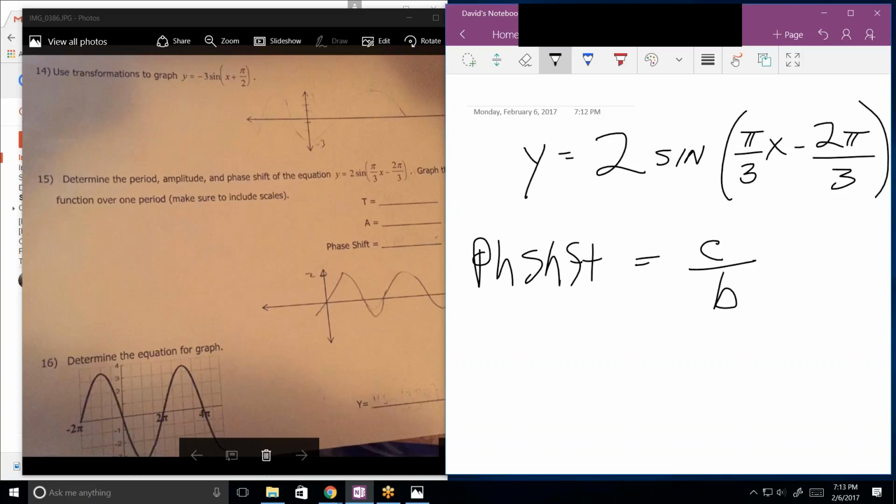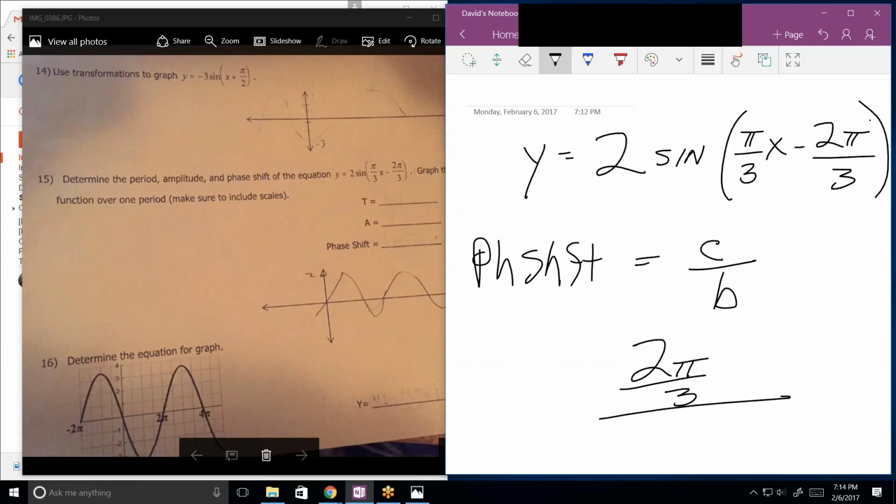So let's start with the phase shift. What's the phase shift here? The phase shift is negative 2 pi over 3. Well, it's actually positive because the general formula is Bx minus C. So if I'm trying to figure out whether I have a positive phase shift, which is going to move it to the right, or a negative phase shift, which will move it to the left, I got to know.